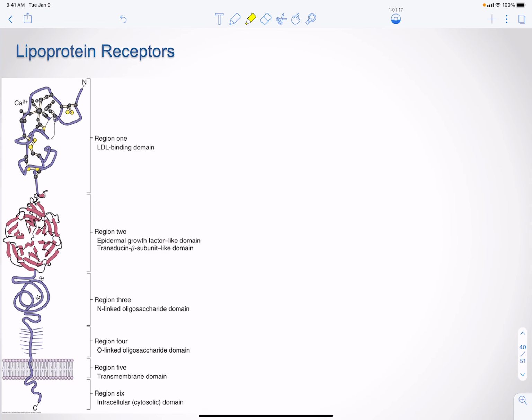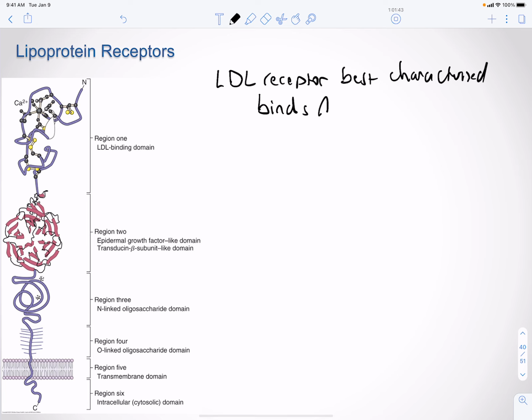All right, so just a little bit on lipoprotein receptors. The best characterized lipoprotein receptor is the LDL receptor. Now, the low-density lipoprotein receptor is going to be specific for ApoB100. It has what they call a mosaic structure. It has 6 different regions. The first region is going to bind to ionic calcium.